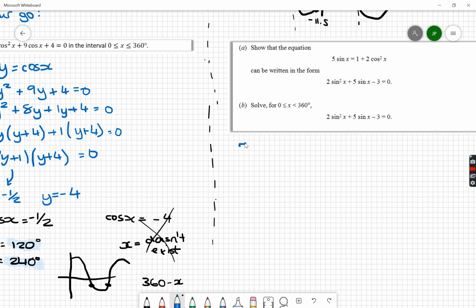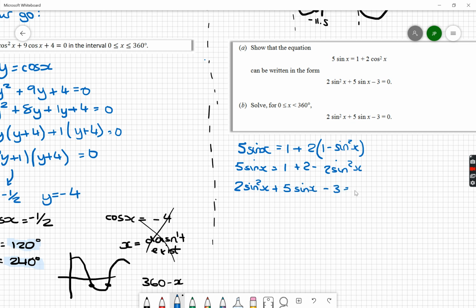Using my identities, I can rewrite this as 5 sine x equals 1 plus 2 lots of 1 minus sine squared x. I can expand out: 5 sine x equals 1 plus 2 minus 2 sine squared x. Then if I manoeuvre everything to one side, 2 sine squared x plus 5 sine x minus 3 equals 0. And we've solved the first part.